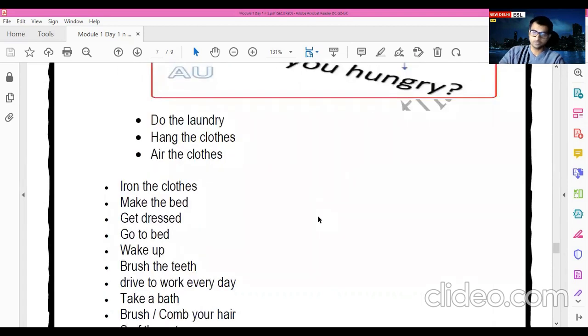Now come to the next one. Do the laundry, that means wash clothes. So do you do the laundry? Yeah, I do the laundry. I don't do the laundry. This is how you can reply.